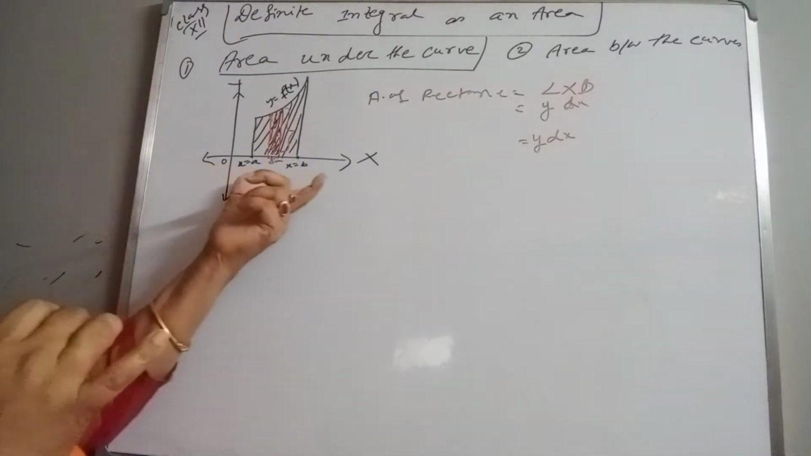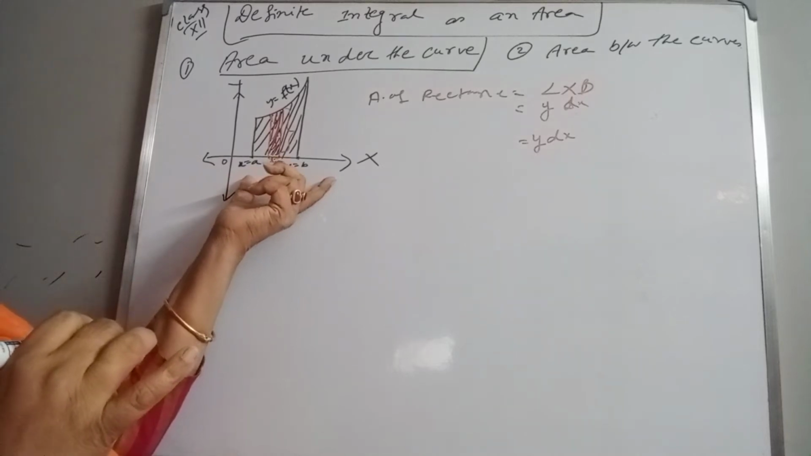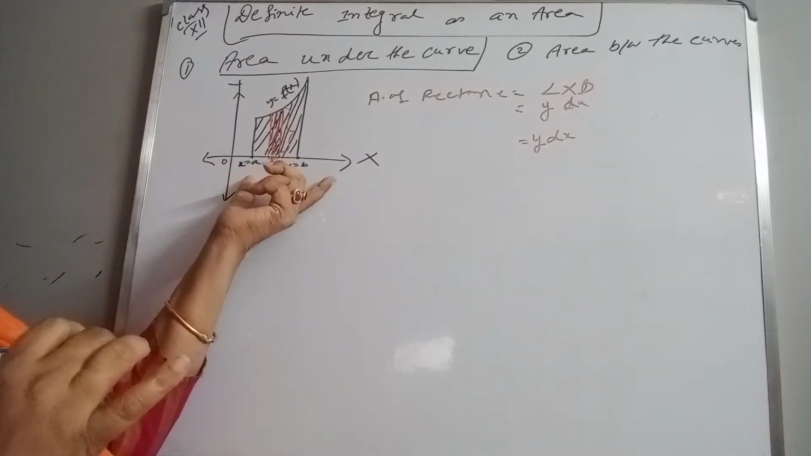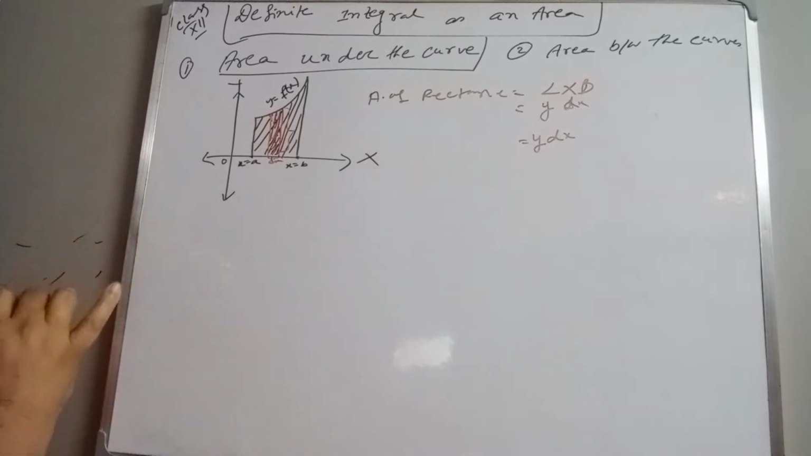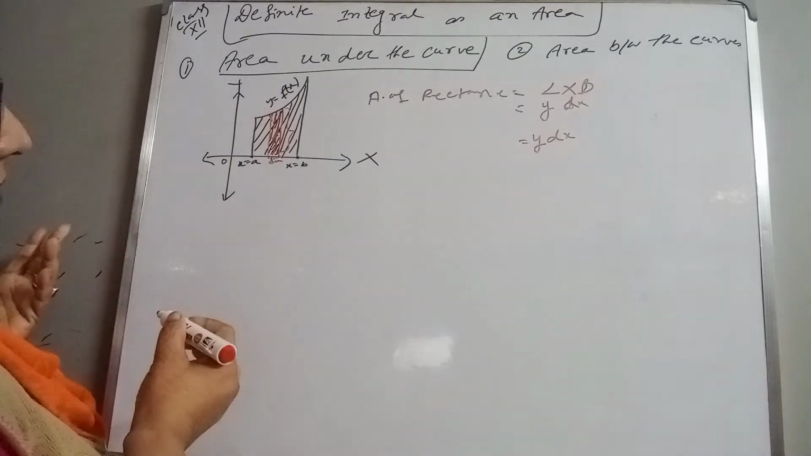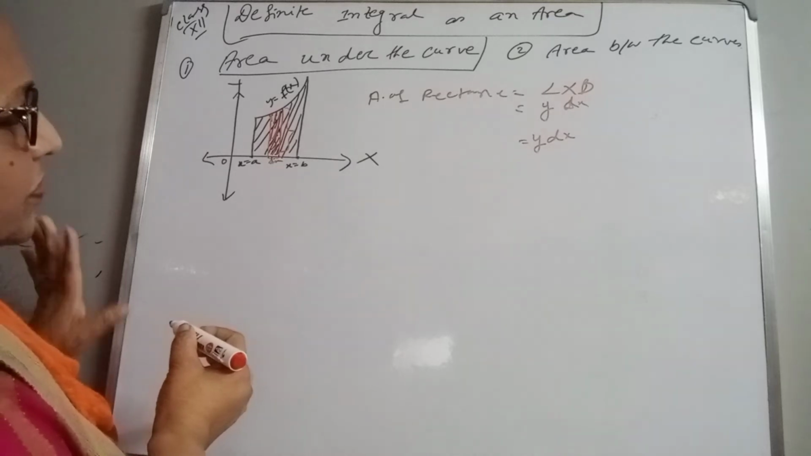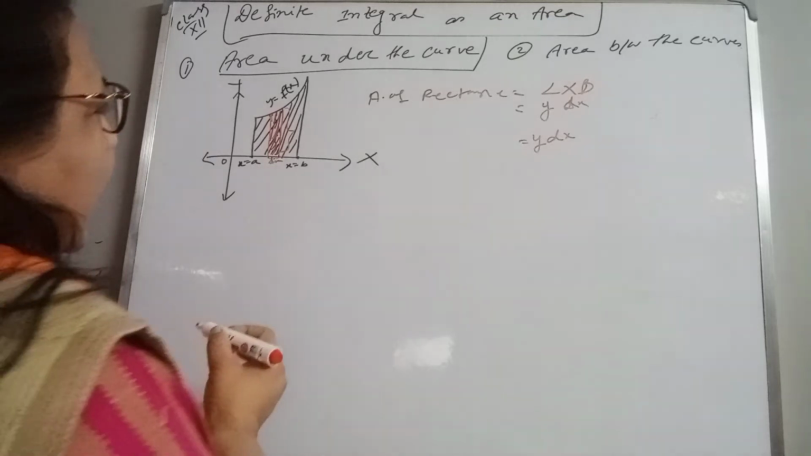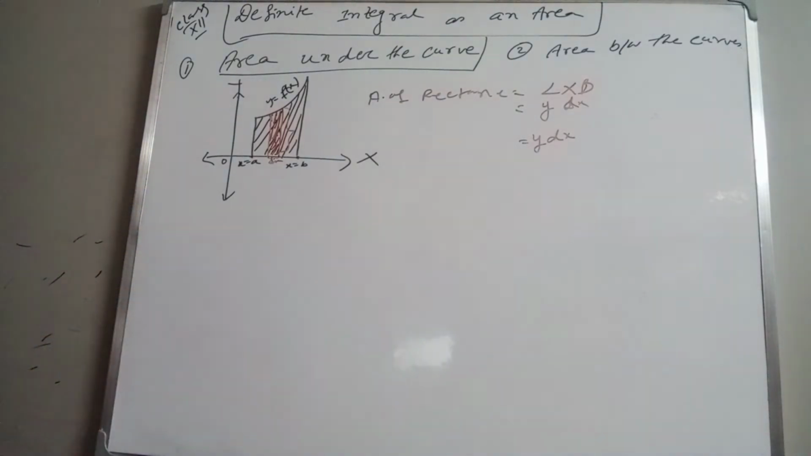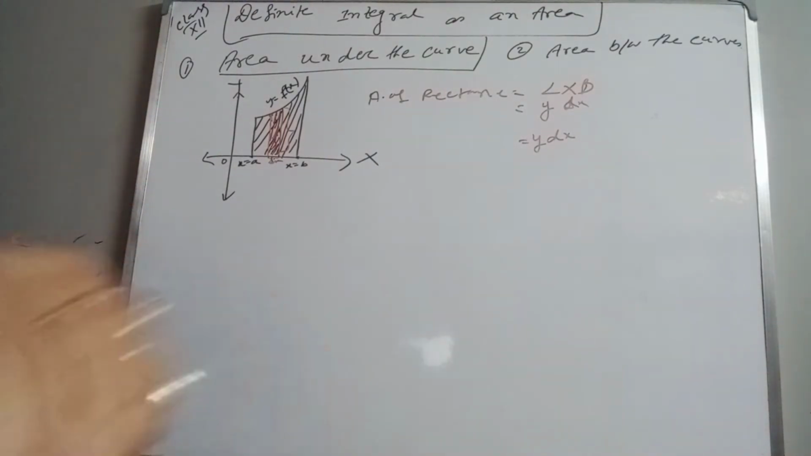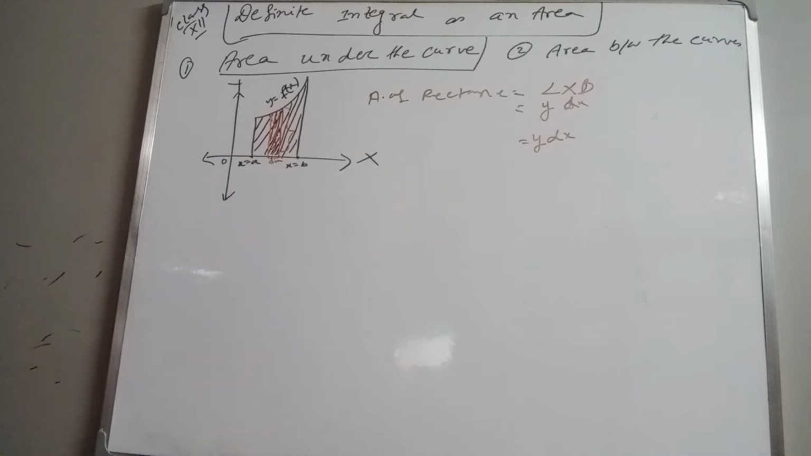So with respect to x, when we find the area of the curve, we will write y dx. Similarly, when we find the area of the curve with respect to the y-axis, at that time we will write x dy. What will the diagram of that type be? Let me draw the diagram first.